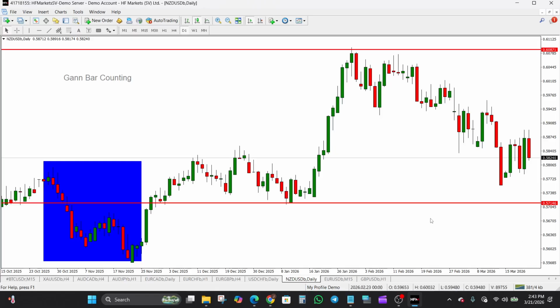The key idea is that markets often move in cycles, and time can be a useful tool in identifying those cycles. The key takeaway is price tells you where, but time can help you understand when.